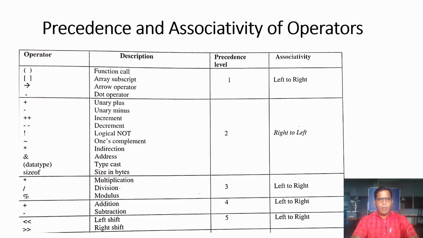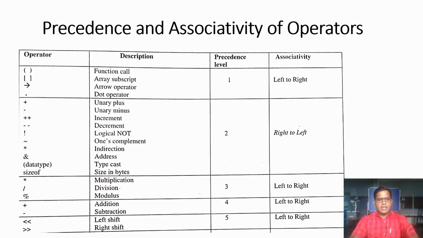First, the top priority is always given to function call, array subscript, arrow operator and dot operator, and these operators are having left to right associativity. The second priority is given to unary plus, unary minus, increment, decrement, logical not, ones complement, indirection, address, typecast and sizeof operator, which are having right to left associativity.